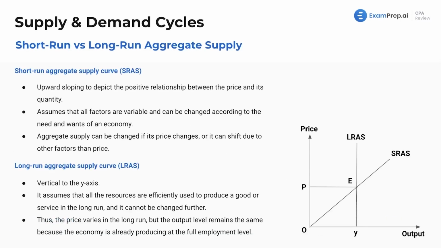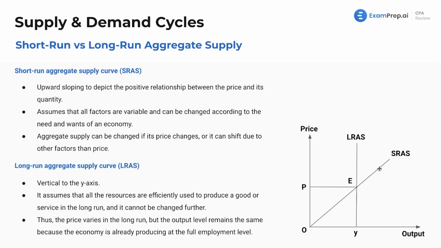All right, let's talk about our short run and long run aggregate supply. Here we go. Well, this is just supply, as you see. The short run aggregate supply curve is our normal looking one, and our long run aggregate supply is this different one. Now, what is all of this here? Well, let's start with the short run aggregate supply. It's upward sloping to depict the positive relationship between price and quantity. It assumes that all factors are variable and can be changed according to the needs and wants of the economy.